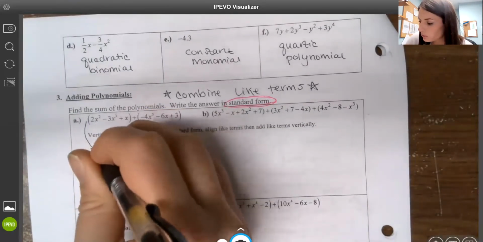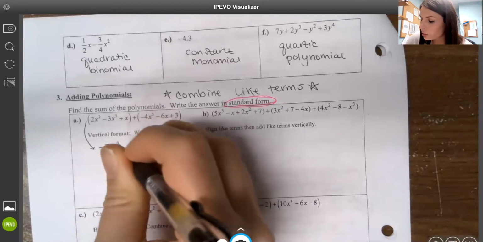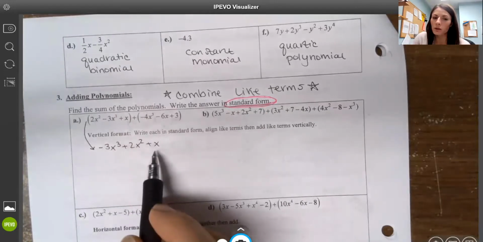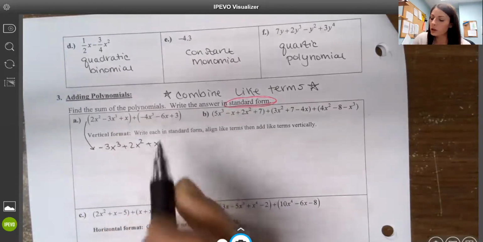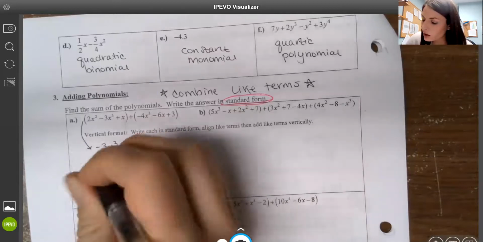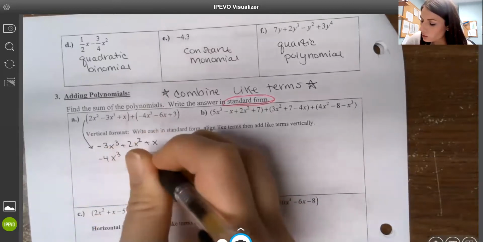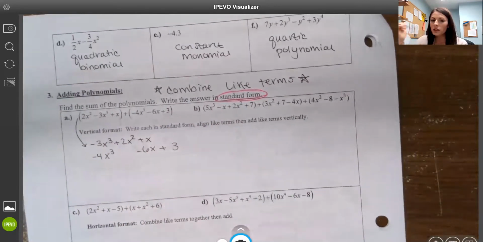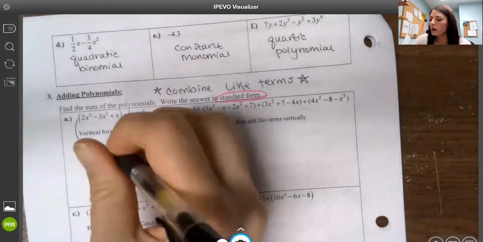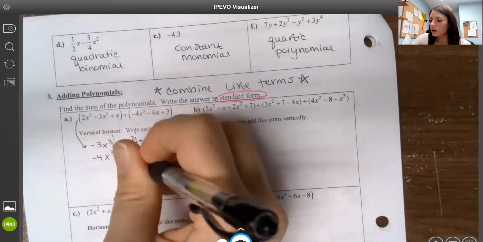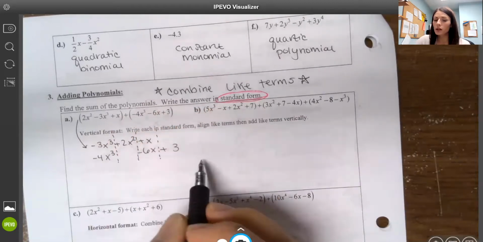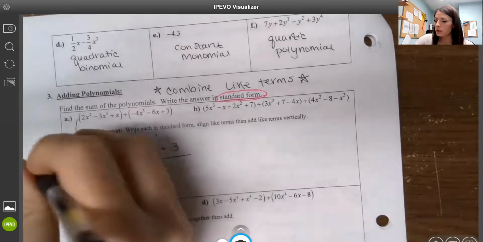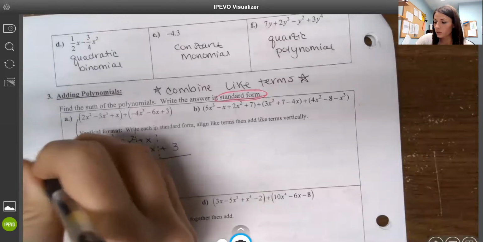So this first polynomial would be negative 3x cubed plus 2x squared plus x, written in standard form, largest to smallest exponent. Our second polynomial would be, and watch how I do this, negative 4x cubed minus 6x plus 3, written in standard form. And so you can see what I did is I left a gap here, and that's so that I can create columns essentially of like terms. And then I'm just going to add them together. I mean, really it's the same as this, 53 plus 19.